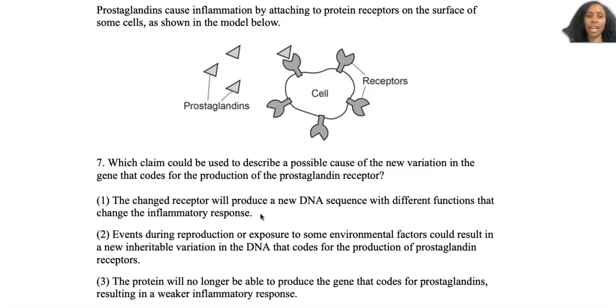Next, let's take a look at question number 7. I'm trying to figure out which one of these claims, and these are answer choices 1, 2, 3, and 4, could be used to describe the possible cause of a new variation, so a new difference in the gene that codes for the production of prostaglandins. So I just want to know what is going on in this image. I see prostaglandins here. They have a specific shape. They fit into the receptors. So I just made my observations.